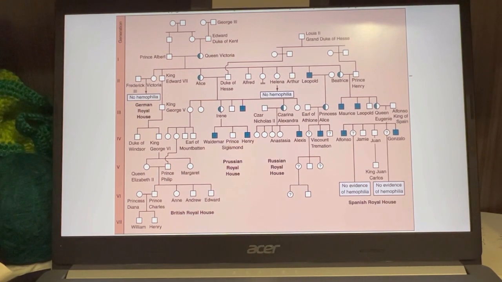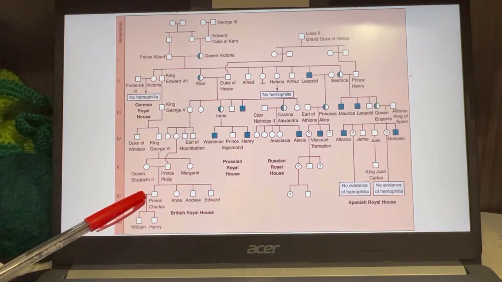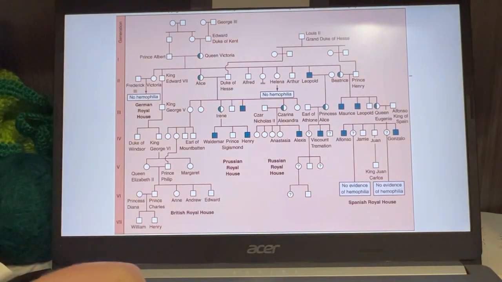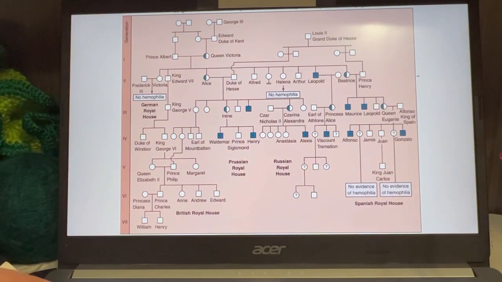Alright, this here is a massive pedigree of a royal family. If you look down here, you will see the British royal family. So there's Prince William and Prince Henry, Princess Diana and Prince Charles. And this, I believe, is for hemophilia. Hemophilia is basically a condition where your blood cannot clot.